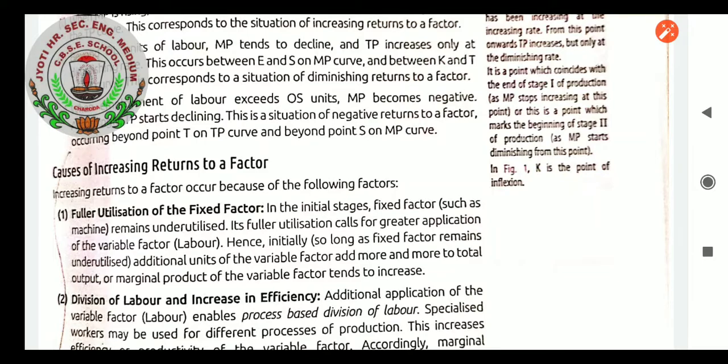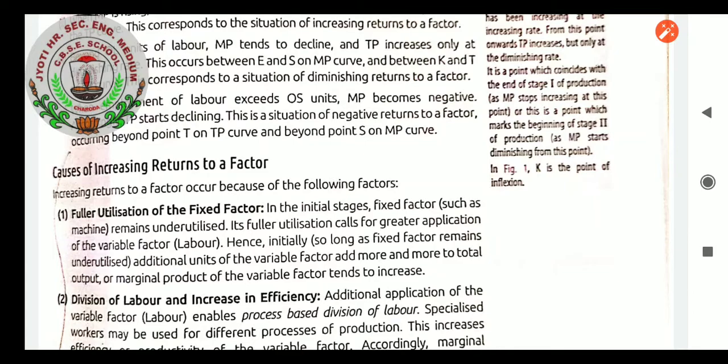Yesterday in class I also explained the causes of diminishing returns to a factor, but I am going to recall the points we learned. Causes of increasing returns to a factor. Students, increasing returns to a factor occurs because of the following factors. Very first, fuller utilization of the fixed factors. In the initial stage, fixed factors such as machines remain underutilized. Its fuller utilization calls for greater application of the variable factor labor.